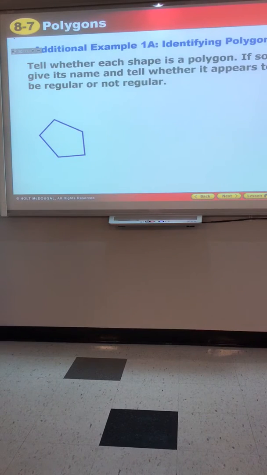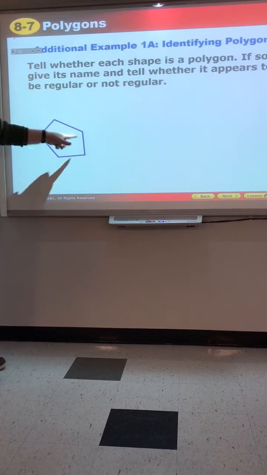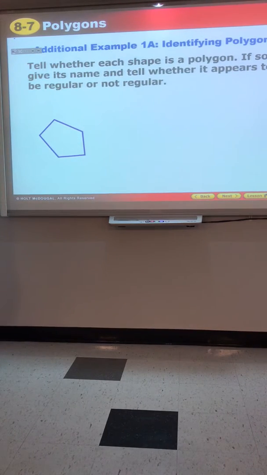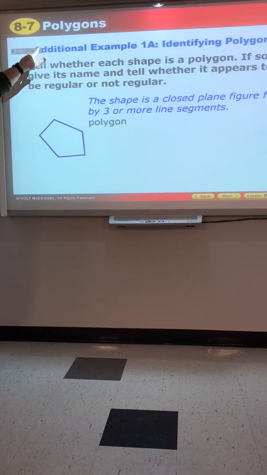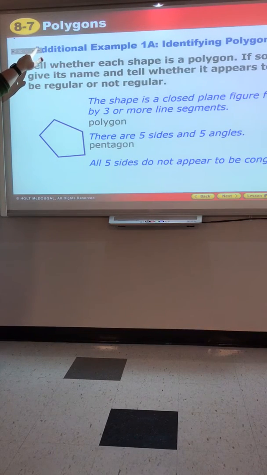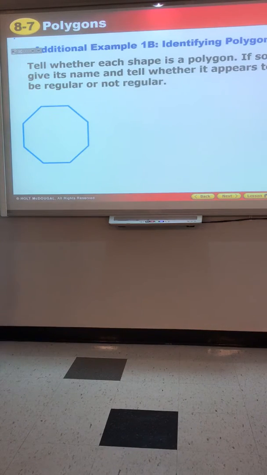Tell me whether each shape is a polygon. If so, give its name and tell whether it appears to be regular or not. This has 1, 2, 3, 4, 5 sides, so hopefully you know it's the pentagon, which is now closed. Also, the angles look a little bit different, so we would say it is not a regular polygon. The shape, polygon, there are 5 sides, 5 angles, pentagon, and all sides do not appear to be the same, so it's not regular.